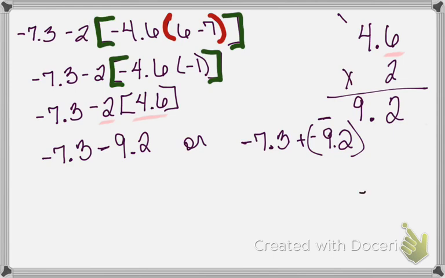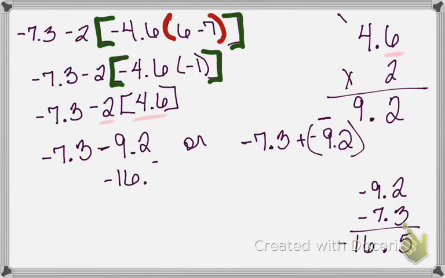When we add decimals, we have to line up those decimals and just bring it straight down. So then my answer here is negative 16 and 5/10.